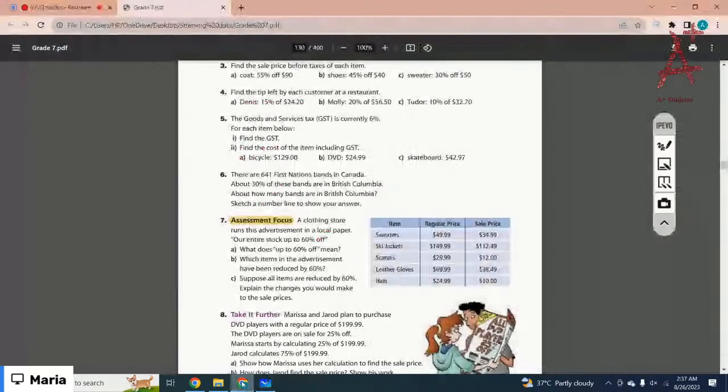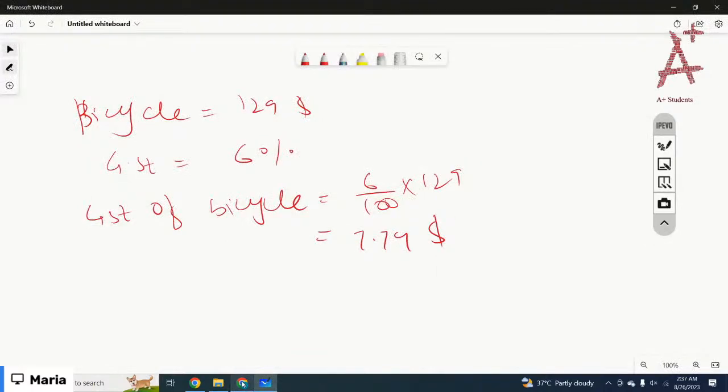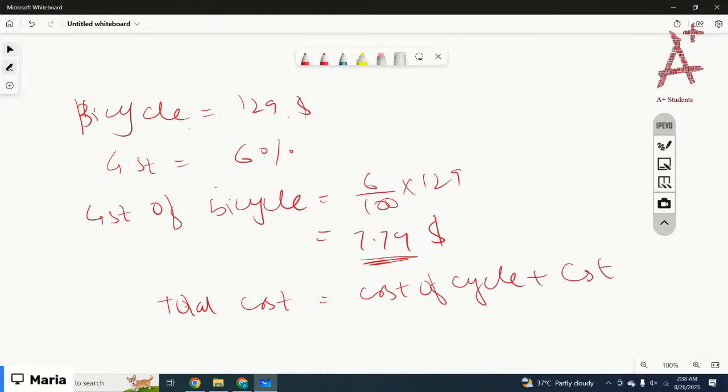Then you have to find the cost of the item including GST, right? You have to pay 7.74 GST on $129. That means the total cost of the cycle is original cost of the cycle plus GST, right? That means you have to do 129 plus 7.74. So that would be 136.74, right?